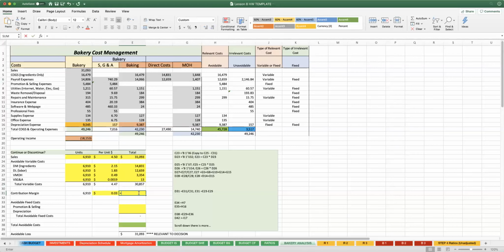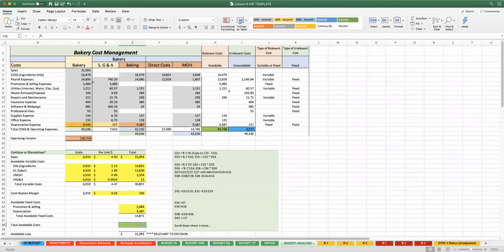That's the number I was looking for. 3 cents per muffin. It's not very much. Every time you sell a muffin, you make 3 cents. It's not enough. All right, now you've got to get your avoidable fixed cost, which is the promotion and selling we said. So that's fixed and it's avoidable. So grab that. And we're going to grab the depreciation because I said we're going to be able to sell the equipment. All right, so that's total avoidable fixed costs.